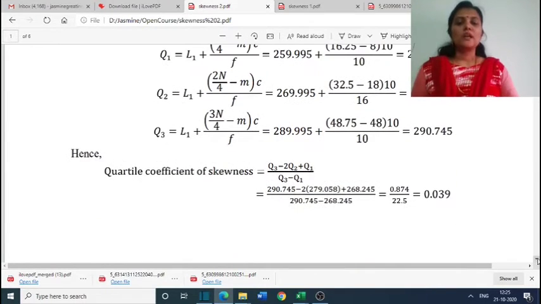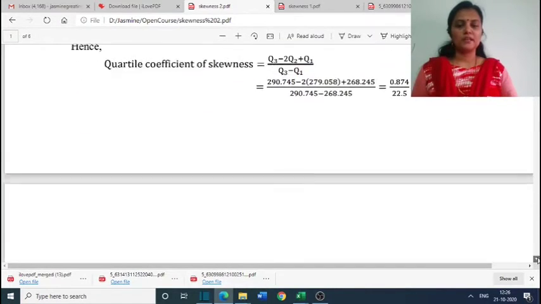Now the quartile coefficient of skewness: we have the formula Q3 minus 2Q2 plus Q1 divided by Q3 minus Q1, which is equal to 290.745 minus 2 into 279.058 plus 268.245, divided by 290.745 minus 268.245, which is equal to 0.874 by 22.5, which is equal to 0.039.